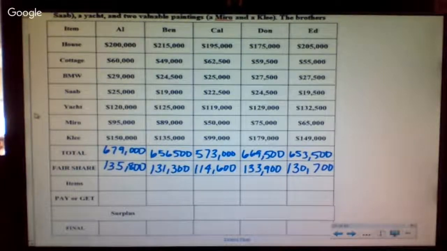Okay, so let's talk items. Who gets the house? Ben gets the house. Who gets the cottage? Looks like Cal. Who gets the BMW? Al gets the BMW. Who gets the Saab? Al again. Who gets the yacht? Ed gets the yacht. Who gets the Miro? Al gets the Miro. And who gets the cleat? Don gets the cleat.